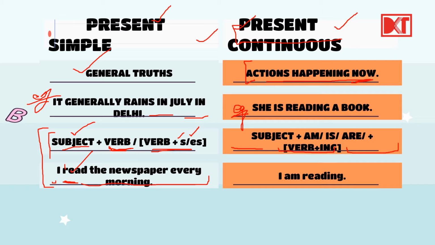For example, in present continuous you see I is the subject, then am, and then reading. Read is the verb and the ing form is reading. So the correct formation is subject plus am or is or are plus verb ing.